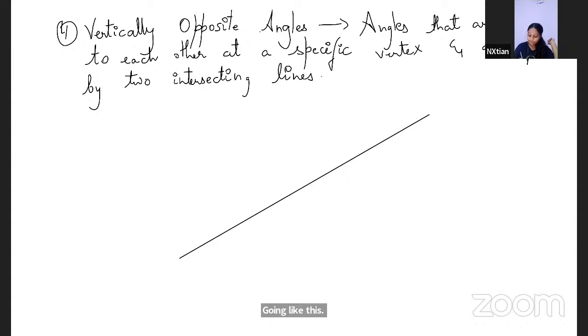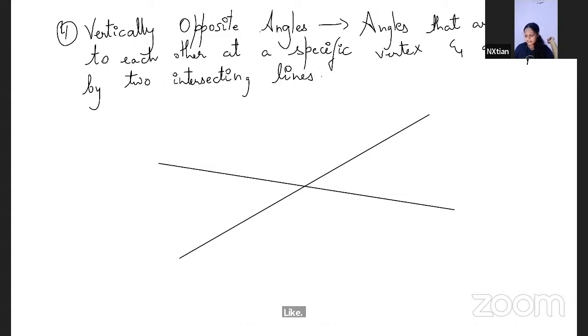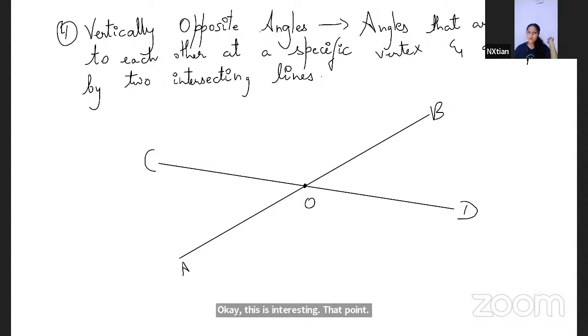A straight line going like this, and I have another straight line intersecting this line like this. Let's name them. This is AB, this is CD. They are intersecting at point O. The center is point O.